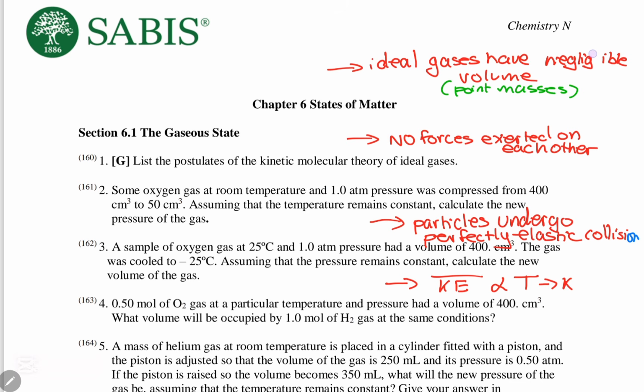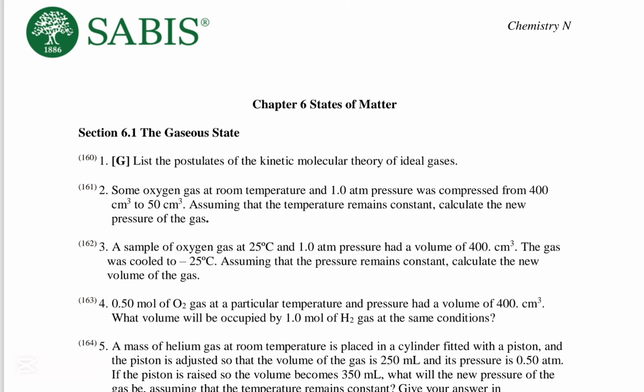Okay, so again, I'm gonna repeat them. The first postulate is that ideal gases have negligible volume compared to their container, so we call them point masses. The second one is that ideal gases do not exert any forces on each other. They do not attract, they do not repel. Third one is particles undergo perfectly elastic collision, meaning that they do not lose their kinetic energy and they do not coalesce with each other. They do collide with each other, but they don't stick together. And then we have that the average kinetic energy is directly proportional to the absolute temperature, that means the temperature in Kelvin. Okay? So that's it for question number 1.